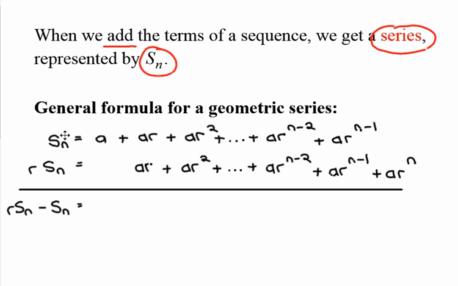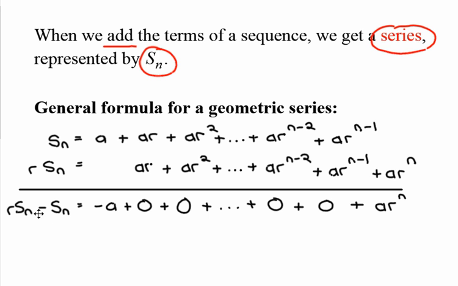So here, that's my rSn minus Sn. Here I've got 0 and I subtract a, which gives me negative a. Here I've got ar and I subtract ar, which gives me 0. Here I've got ar squared, I subtract ar squared, which gives me again 0, and I can carry on. You'll see that every single underlying term gives me 0, except when I get right to the end, ar to the power of n minus 0 is ar to the power of n.